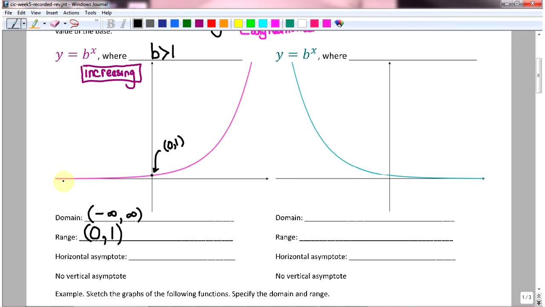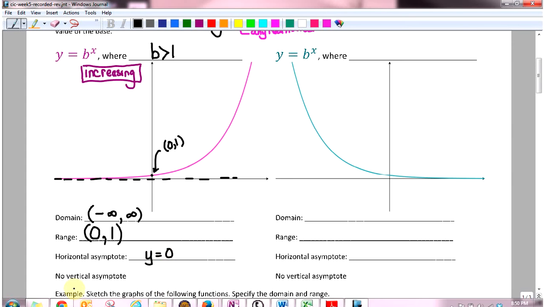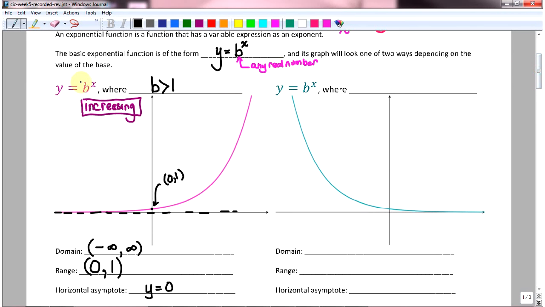We have a horizontal asymptote. A horizontal asymptote is a horizontal line that your graph gets infinitely close to without crossing after a certain point. So the x-axis is a horizontal asymptote for this function, and the equation of that horizontal line is y equal to 0. There is no vertical asymptote for this function. Right, well, that's the first possibility of what b to the x would look like.